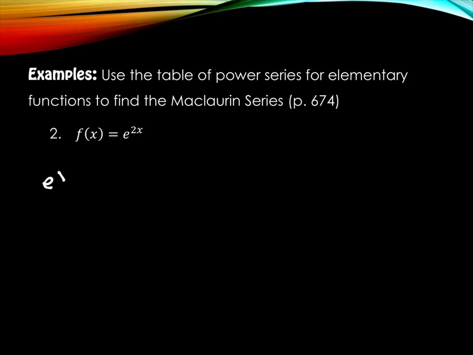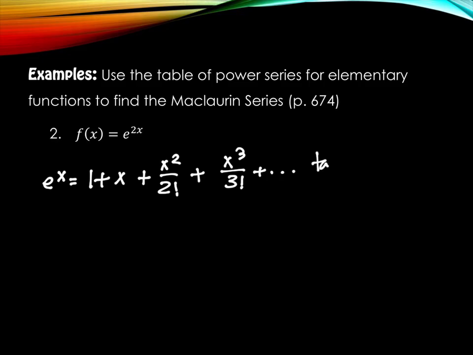If you take a look at the table, it shows this function that's similar to the one we're working with. It shows e to the x. And it says that e to the x is 1 plus x plus x squared over 2 factorial plus x cubed over 3 factorial, and so on, correct? This is from the table. All right, so we locate the correct one that's most closely resembling our problem in the table.